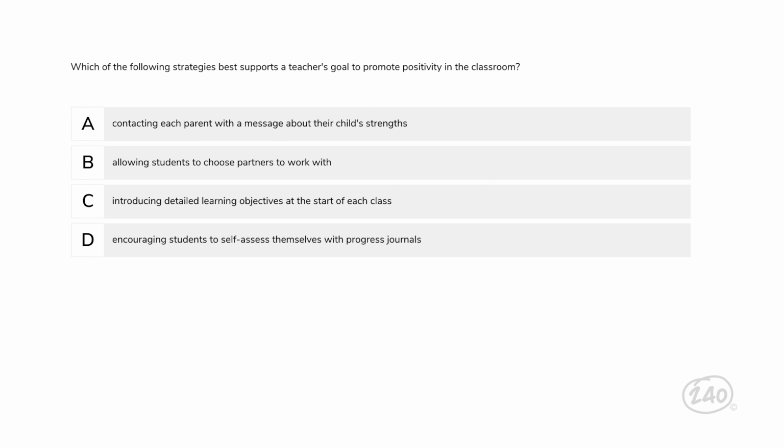We're moving into sub-area 2 now and starting with establishing a safe, inclusive, and positive learning environment. Which of the following strategies best supports a teacher's goal to promote positivity in the classroom? A. Contacting each parent with a message about their child's strengths. B. Allowing students to choose partners to work with. C. Introducing detailed learning objectives at the start of each class. And D. Encouraging students to self-assess with progress journals.